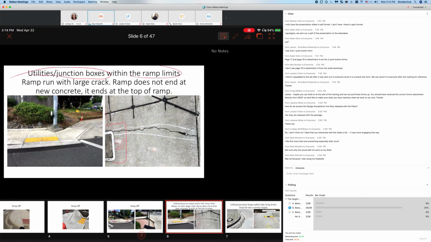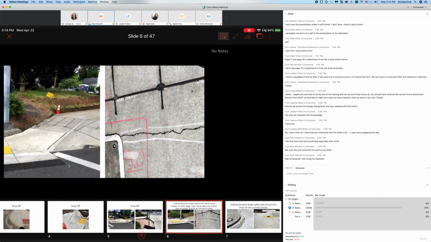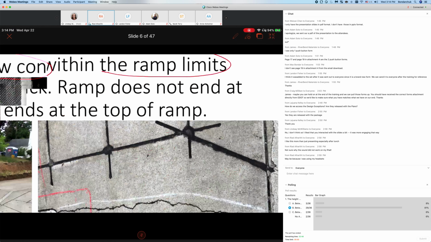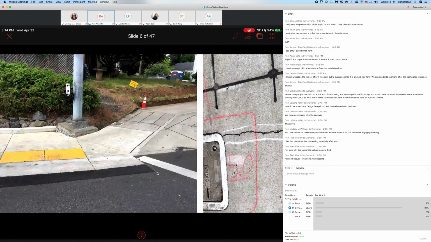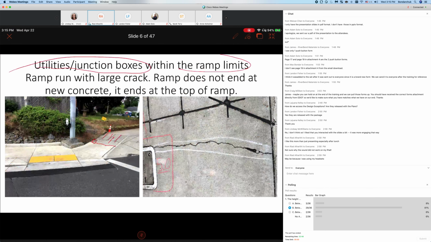So we look at this example here. We can't tell what's the whole story, but it seems the contractor, or the designer, was trying to avoid work on those detector loops in this one, so they stopped the work here, but they ended up with more errors and a failed ramp, because you have a break in the ramp, you have utilities in here, and you have additional cracking happening in the ramp.